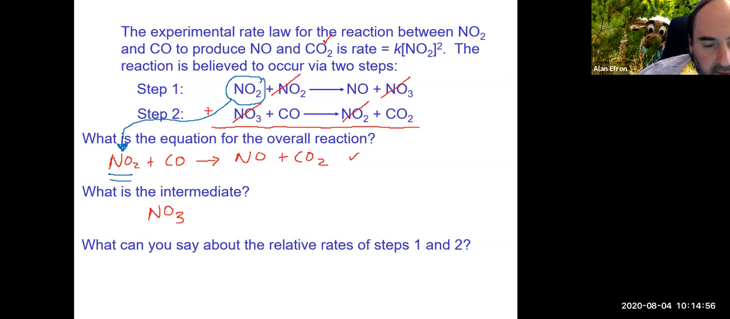And again, a reminder that the intermediate is something that is produced early on, like the NO3. And the second part of that is it gets completely used up by the time the reaction's over. And it should not appear in the overall reaction. So when we look at this one, the NO3 does not appear here in the overall reaction, so it would be the intermediate.